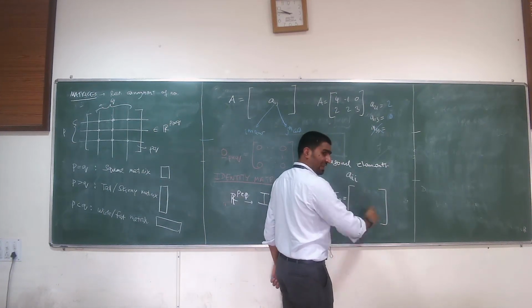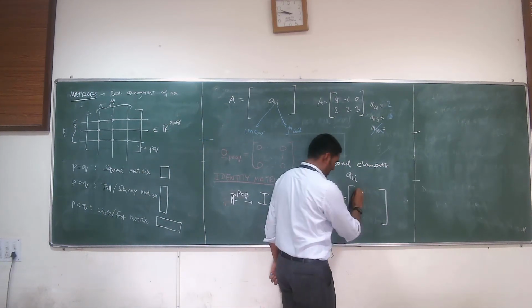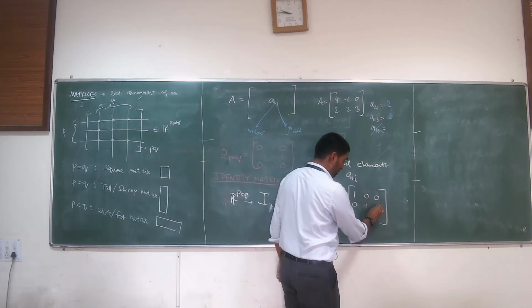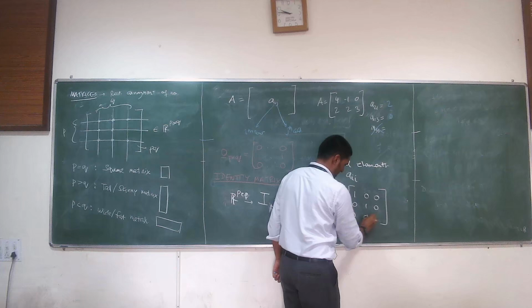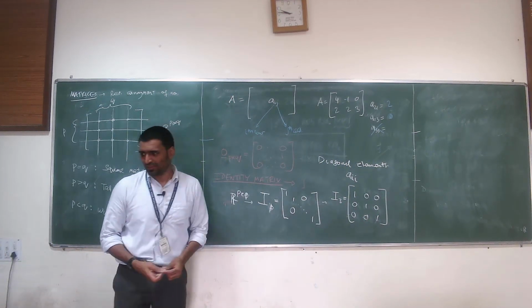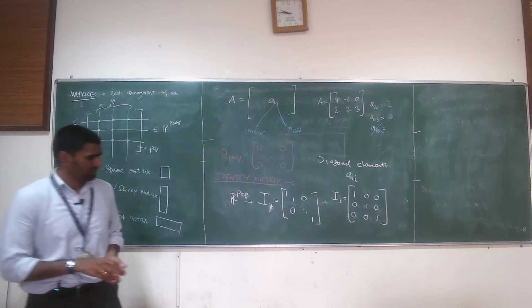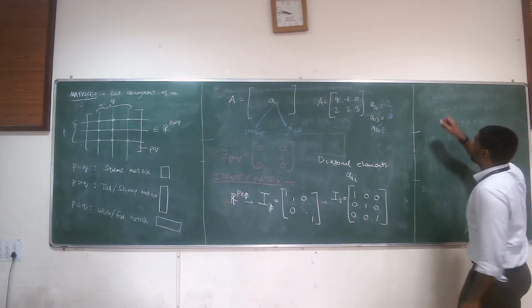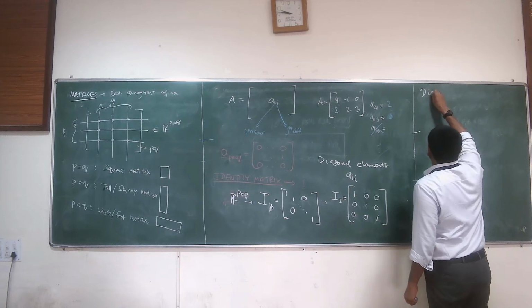Yeah, tell me the elements row wise. 0, 1, 0. That's all. Same for any I_P. So this is the identity matrix. You can in general have diagonal matrices.